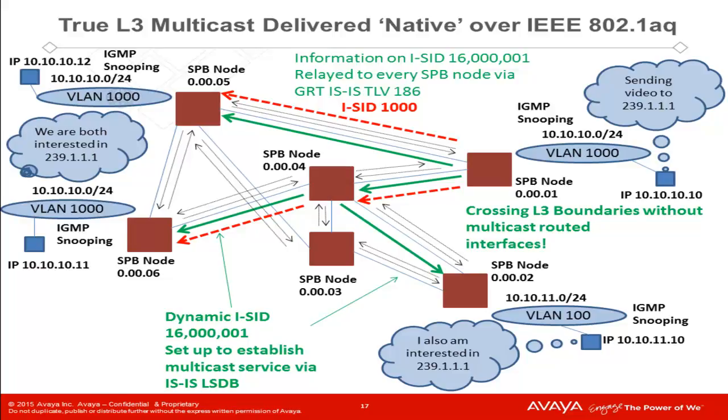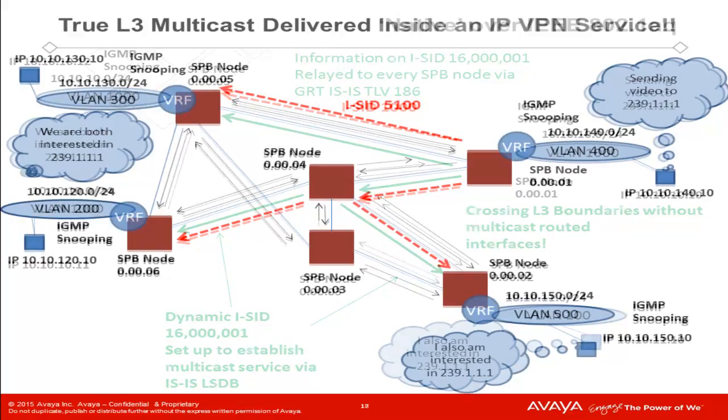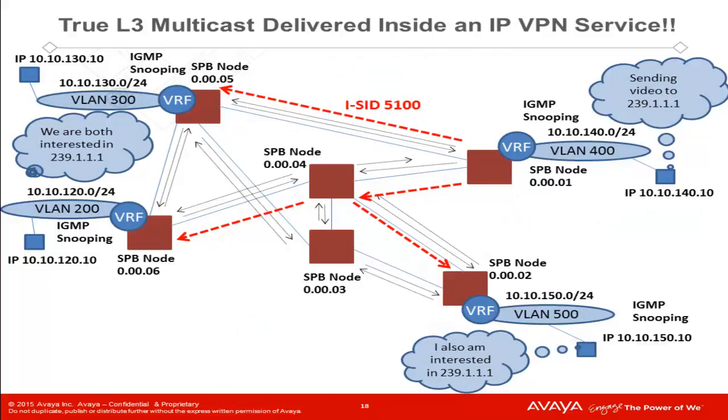The end result is a very stateful and deterministic delivery model for IP multicast services that delivers both scale and performance. Also, due to the fact that the multicast distribution tree is an ISID, the failure convergence times for IP multicast delivered over an SPB network is extremely fast, in the order of 100 milliseconds or less. This convergence time is more than fast enough to be totally transparent to any application or service that is being delivered. Now let's take this one step further.